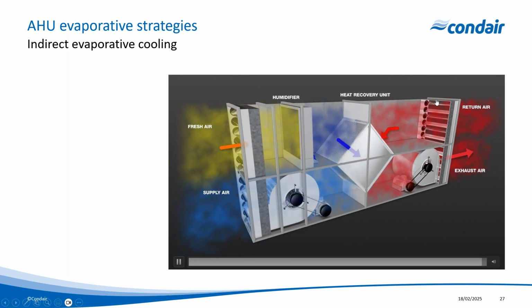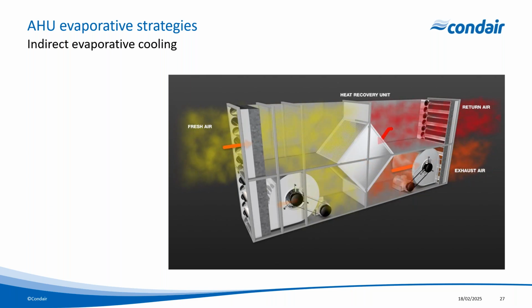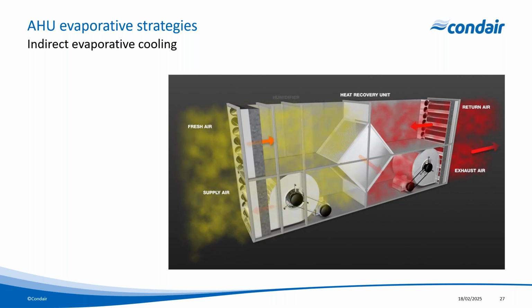Then on the other side, we've got our return air from the space going through the heat exchanger, cooling the air sensibly, and then supplied back into the space. So the same concept as if we were to use a coil. However, instead of using chilled water supply to cool the coil, we're using an evaporatively cooled air supply to cool that heat exchanger.